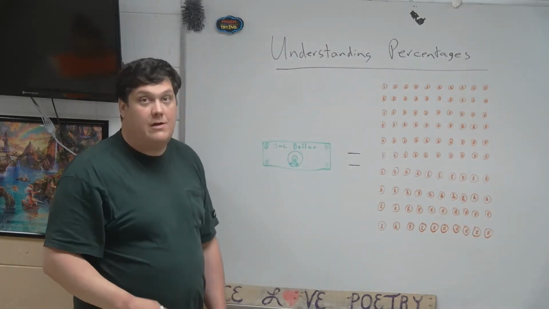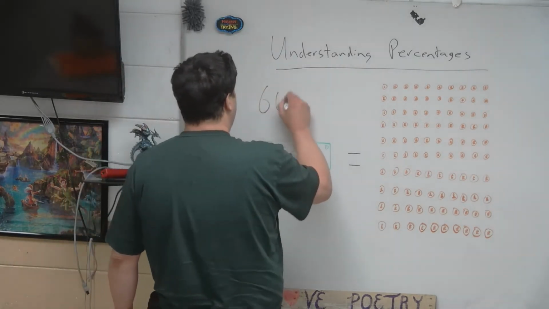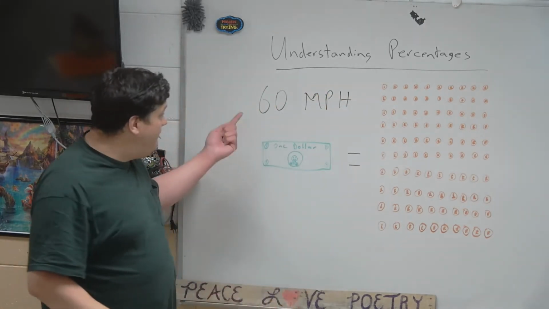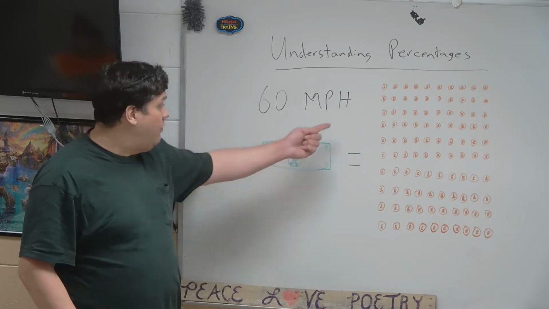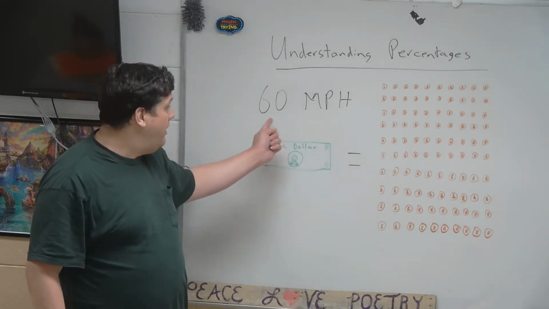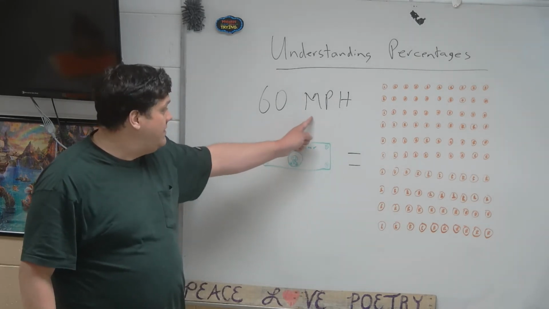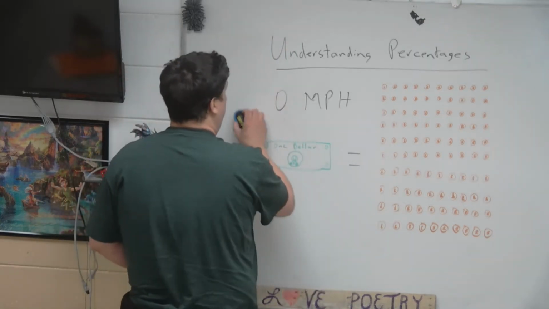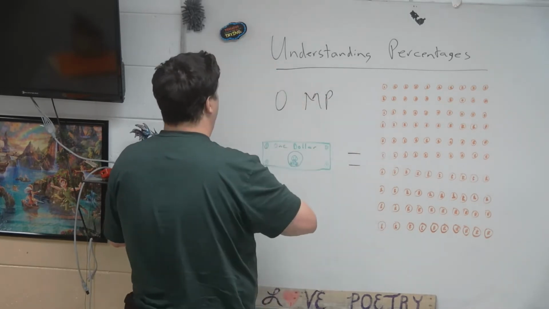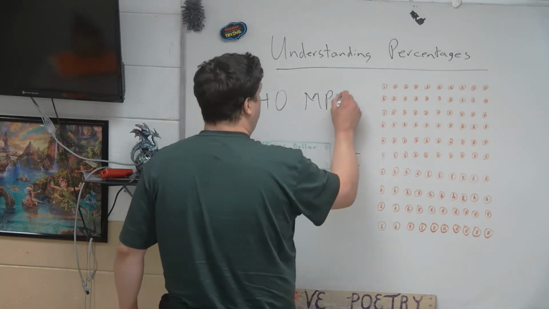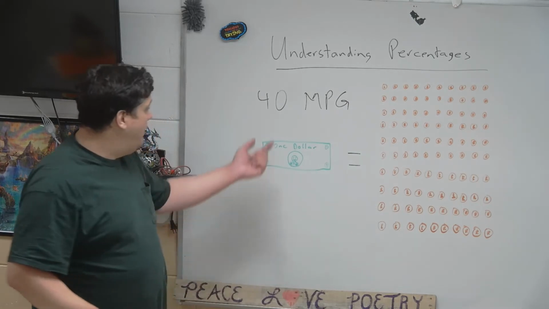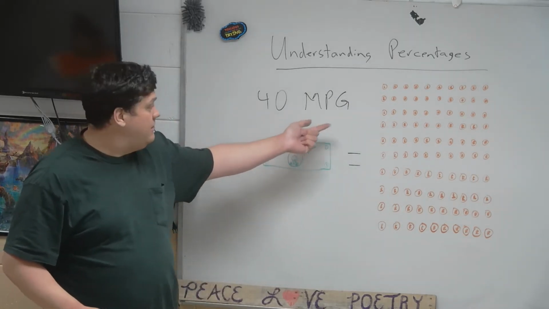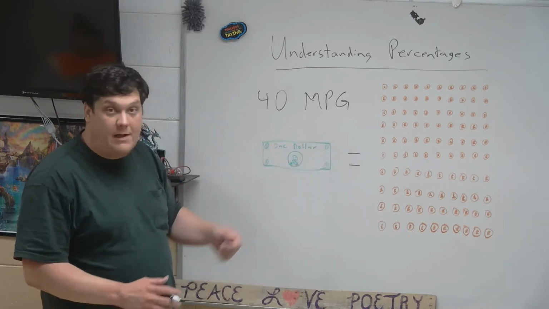Your car might travel at so many miles per hour, 60 miles per hour. That means if you drive at that rate of speed for 1 hour, how far will you drive? Well, you'll drive 60 miles because you're driving 60 miles for every hour. And maybe if you've got a car that gets pretty good fuel economy, you'll get 40 miles per gallon. If you drive 40 miles, you burn 1 gallon because it's 40 miles per 1 gallon.